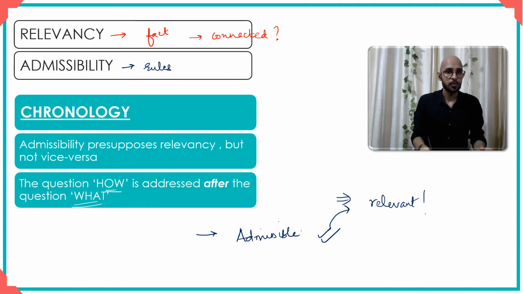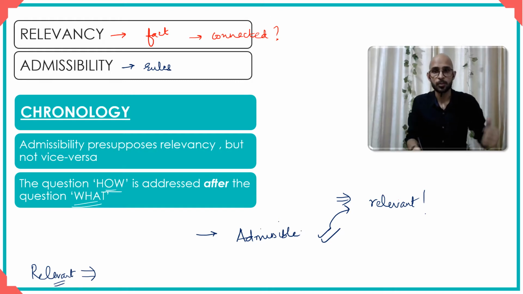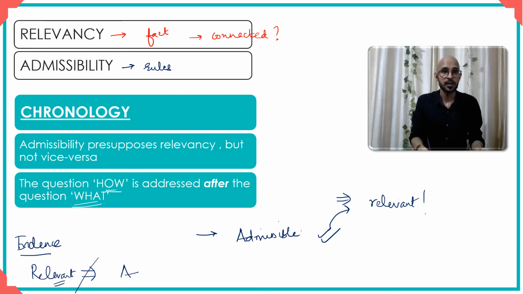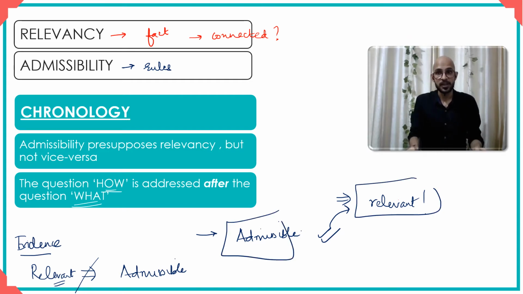But it is possible that something is relevant, like we saw a little while ago, but it may not have been presented properly, which means that maybe the evidence was scandalous, maybe it was indecent, maybe it was not presented in the right manner. It is relevant, but it was not admissible. So relevancy does not necessarily imply admissibility. However, admissibility implies relevancy. I hope you've got the idea.